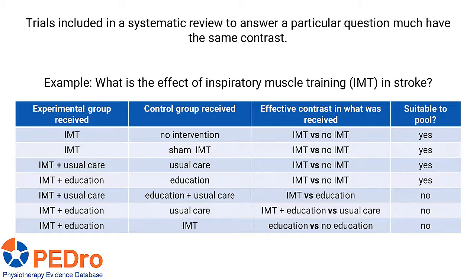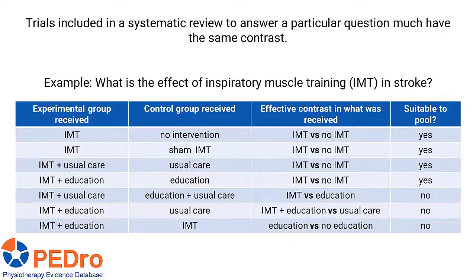In all those trials, the experimental group is getting inspiratory muscle training where the control group isn't. And so the contrast between the groups is inspiratory muscle training. And so for those trials, it makes sense to pool trials where that is the contrast. What's different in what the groups got was that the experimental group got inspiratory muscle training and the control group didn't.